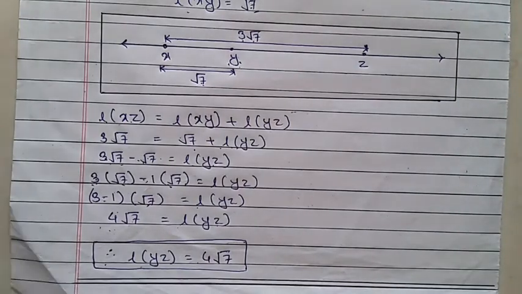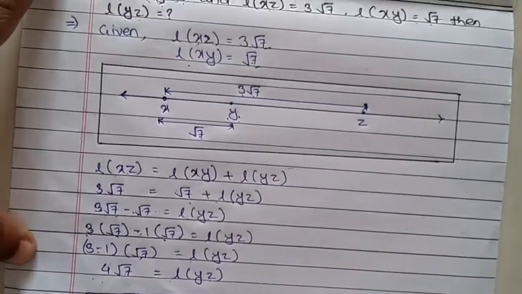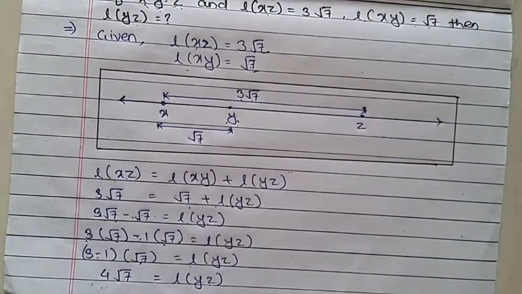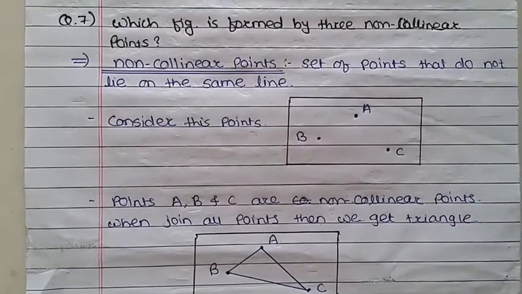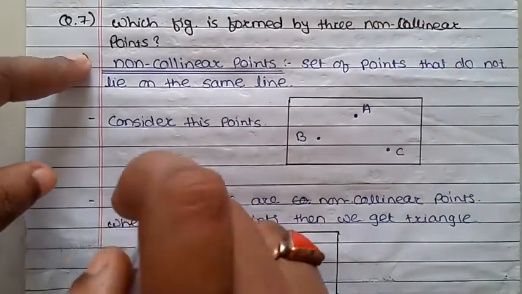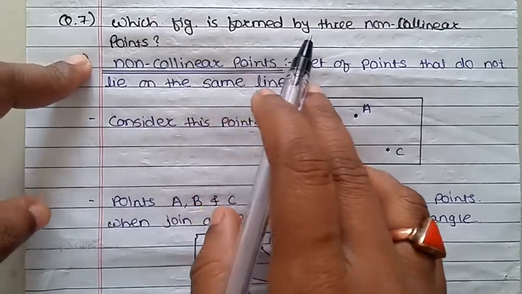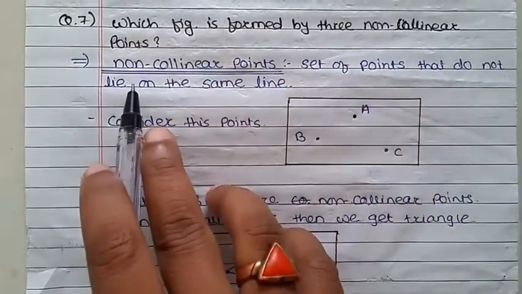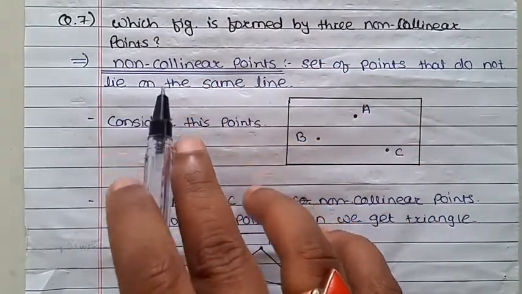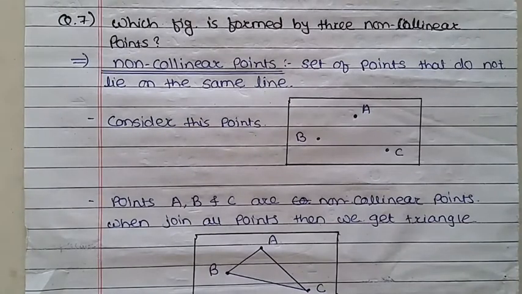In this way we have to sketch the proper figure from the given condition, from the given data, and calculate the distance between two points. Next, question number 7: Which figure is formed by 3 non-collinear points? We have to answer this question.